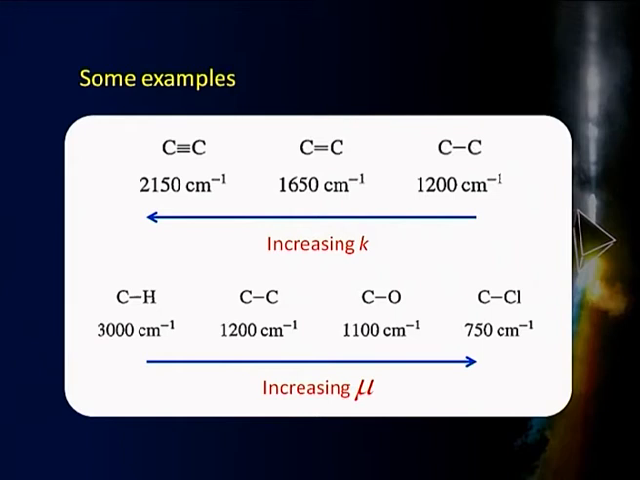Now here we have a series of bonds shown, wherein one atom happens to be carbon, which is fixed, and the other is hydrogen, carbon, oxygen, chlorine: CH, CC, CO, CCl. So we are taking one atom to be constant and the second atom is getting heavier and heavier. We start with hydrogen, come to carbon, to oxygen, to chlorine, and we find that as mu is increasing, the vibration frequency is decreasing, because there is an inverse proportionality. The formula tells us it is the square root of k by mu, so mu is in the denominator. That is the kind of trend we have.